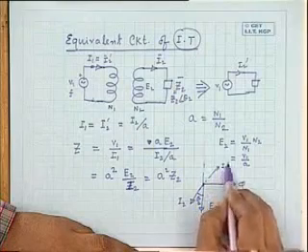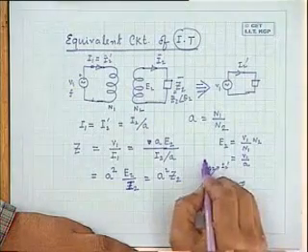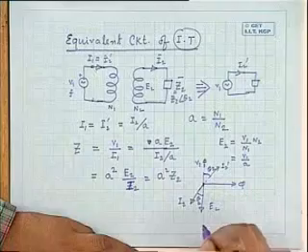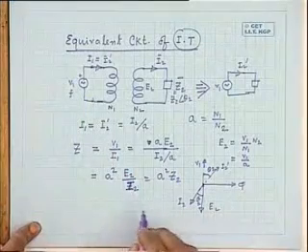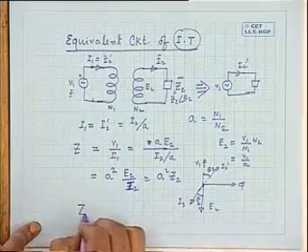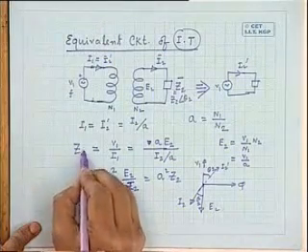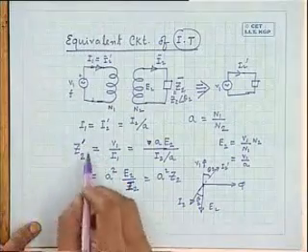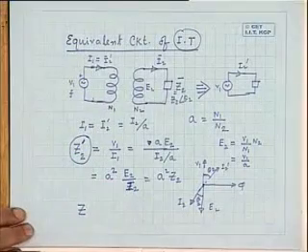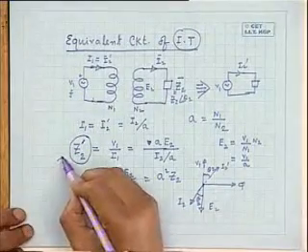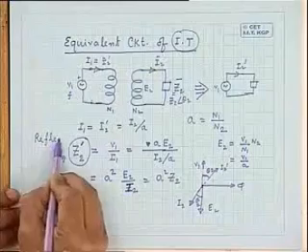Where will be I2 dashed? Along the same line here, I2 dashed. What is this angle? Theta 2. And this is your supply voltage V1. So we can say that the supply will see an impedance. I can write it, instead of Z, as Z2 dashed. That is, we call it the reflected impedance of the load on the primary side.